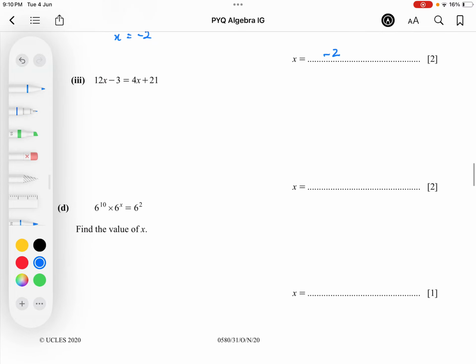Okay. Next one. Plus 3 on both sides. Minus 3 becomes zero. So 12x is equal to 4x. And then 21 plus 3 is equal to plus 24. Minus 4x. So that's on the right side there is still x. 12 minus 4x is that's 8x. 4x minus 4x equals 0. And then 24. Divide both sides by 8. Simplified. So x is equal to 3. You may use your calculator on that one.